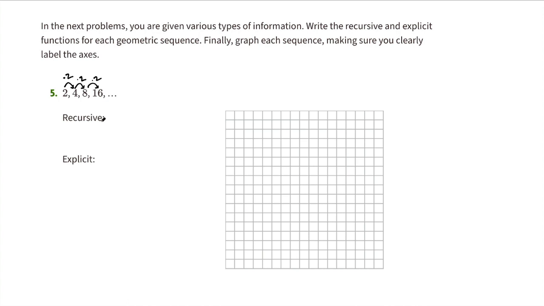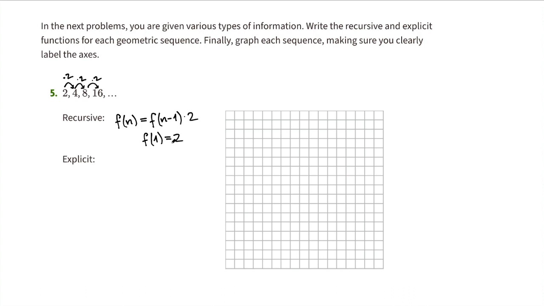So to get our recursive equation, we have f of n, which represents the nth term. Any term that I want to find, I would take the term 1 before it, which is represented with f of n minus 1, and I would multiply it by 2. And with every recursive equation, we give it a starting value. So we say f of 1, or in other words, the first term is, well, here it's 2. So there's our recursive equation, the equation itself and then the starting value.